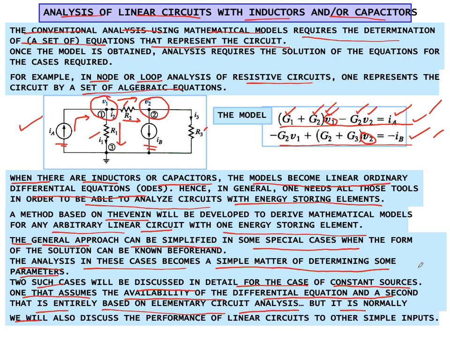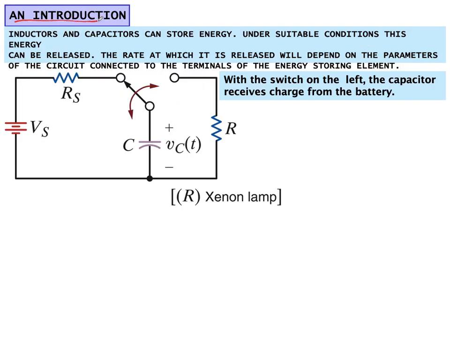We will also discuss the performance of linear circuits to other simple inputs as well. And at the end, we will see what if we don't have a constant source, as it is mentioned over here. So if we have a source that is changing, for example, a source that provides a certain input at one time interval, and at another time interval the value actually changes, what will happen to the circuit in that case? So we will see some other simple inputs and how the circuit would behave in that case. Okay, let's have an introduction.